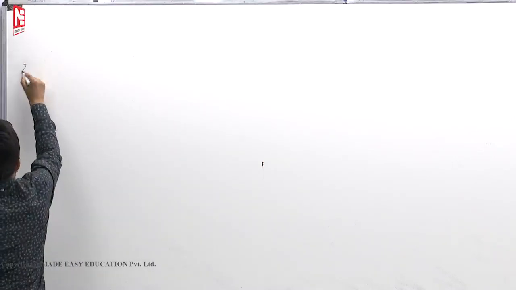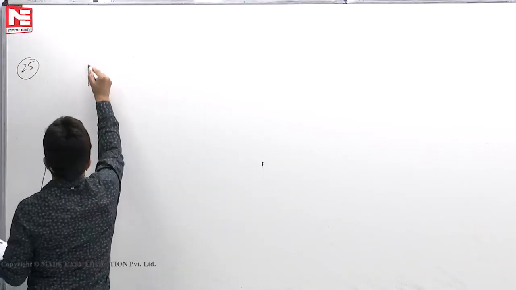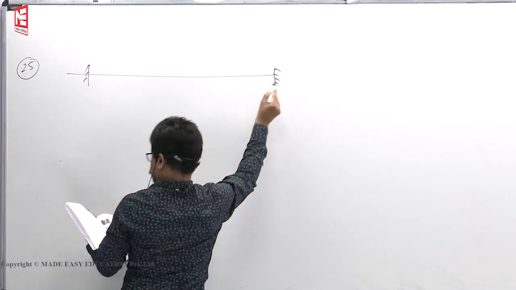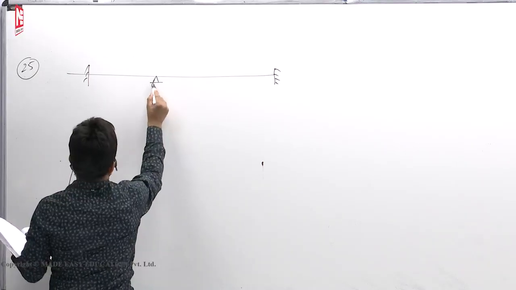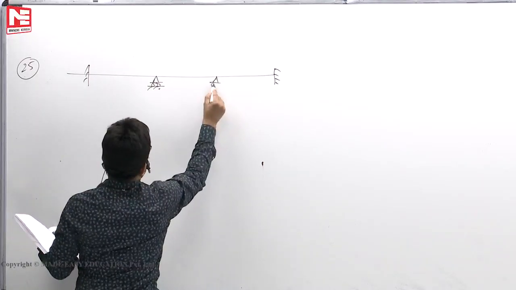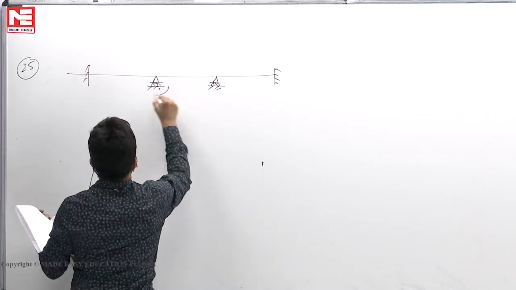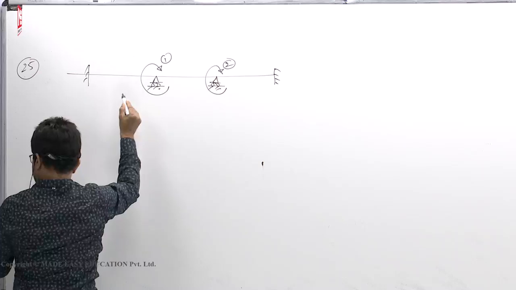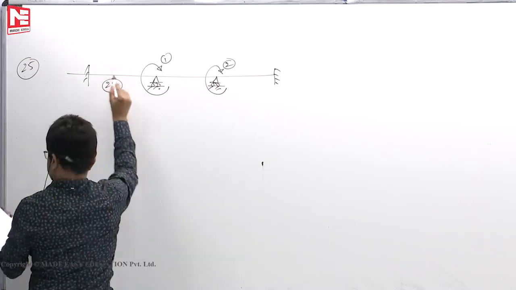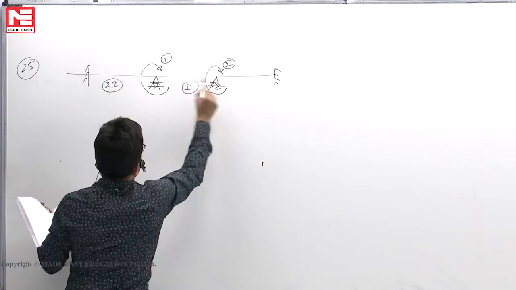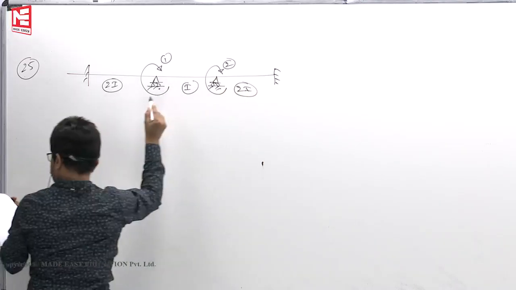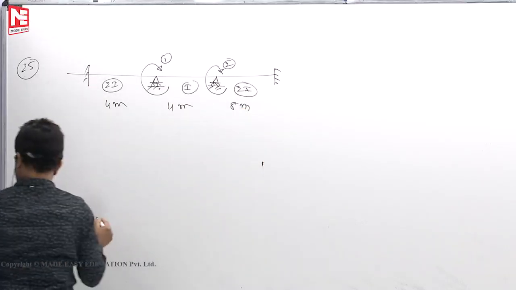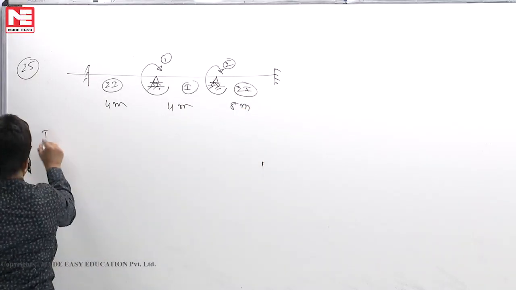Let us see the 25th also. Some problem they have given. Coordinate 1, coordinate 2. This is 2i, I, 2i, 4, 4, 8 meters. Now let us see K11, first column.